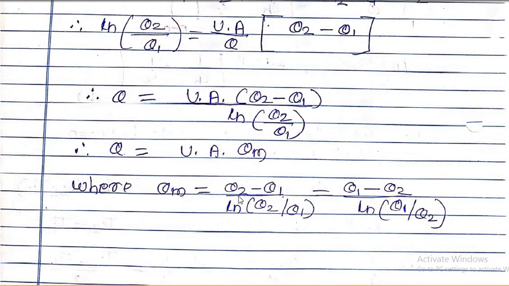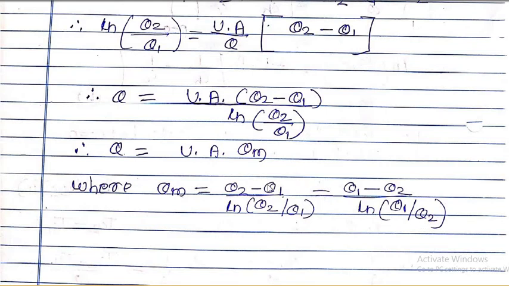So theta m is equal to theta 2 minus theta 1 divided by ln of theta 2 divided by theta 1. If you take the negative sign common from the numerator and from the denominator, then we will get theta 1 minus theta 2 divided by ln of theta 1 divided by theta 2.